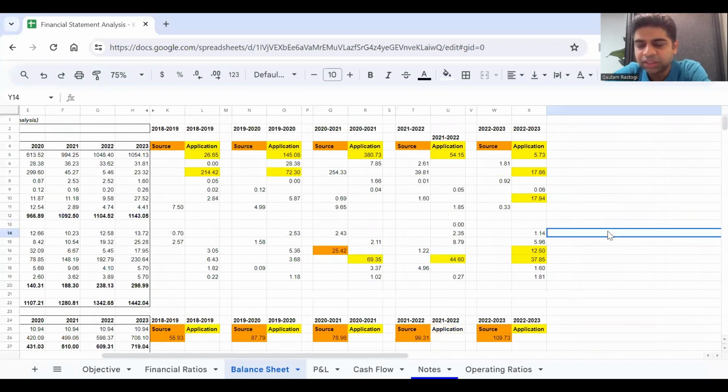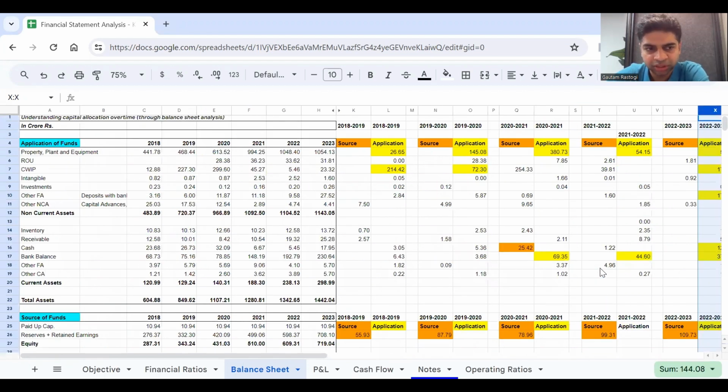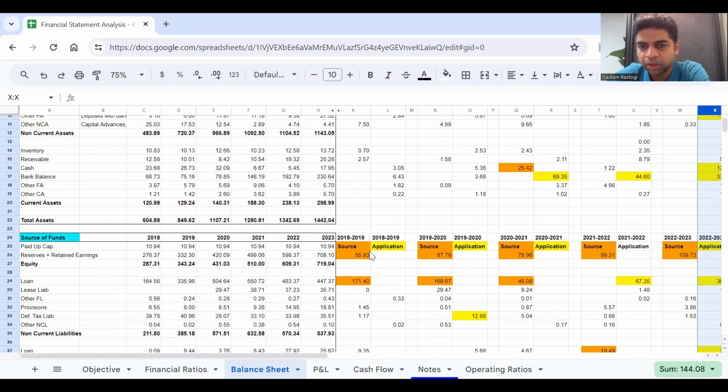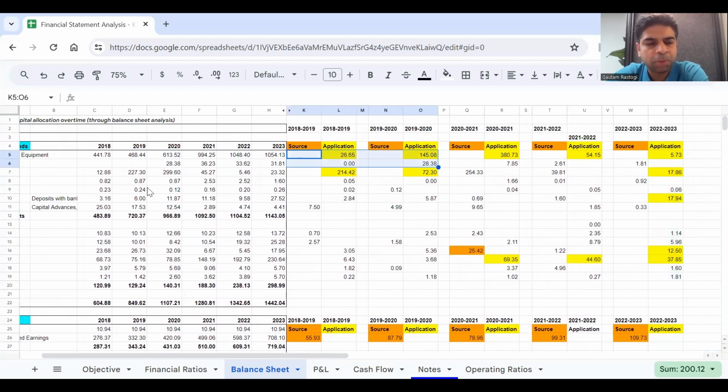All right. So I did this analysis for the prior years as well. I changed the sources of funds to orange, the application to yellow. No reason. Okay. The story that's emerging is that in 2019, 2020, 2021, they took loans, and loans in combination with some of their own money, that is the internal accruals, they use these sources to expand capacity. That's why you see property, plant, and equipment.